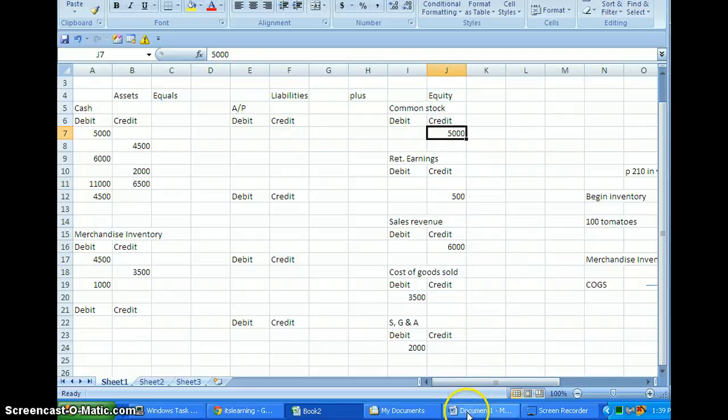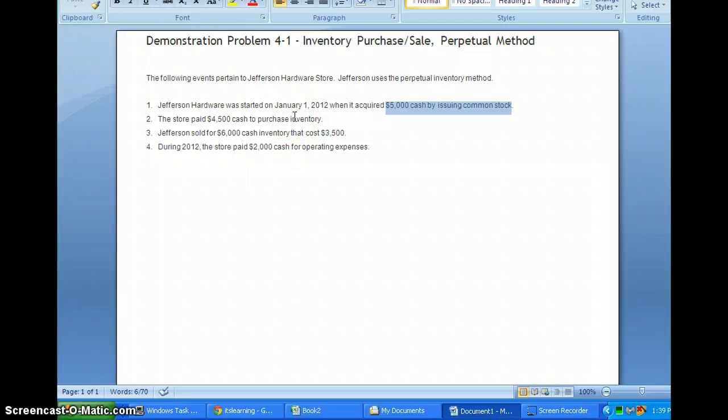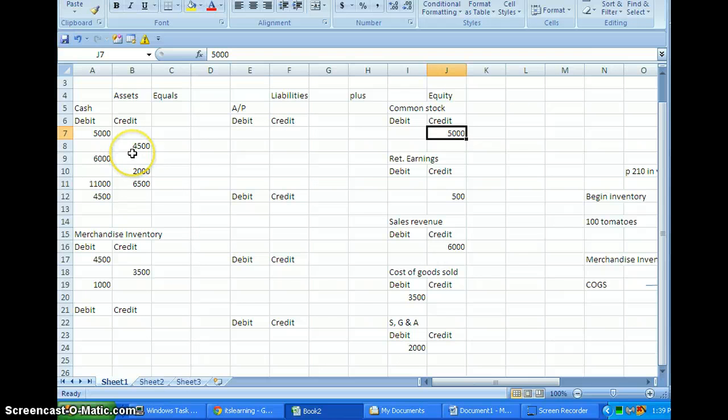The next transaction: they pay $4,500 cash for inventory. $4,500 cash for inventory.